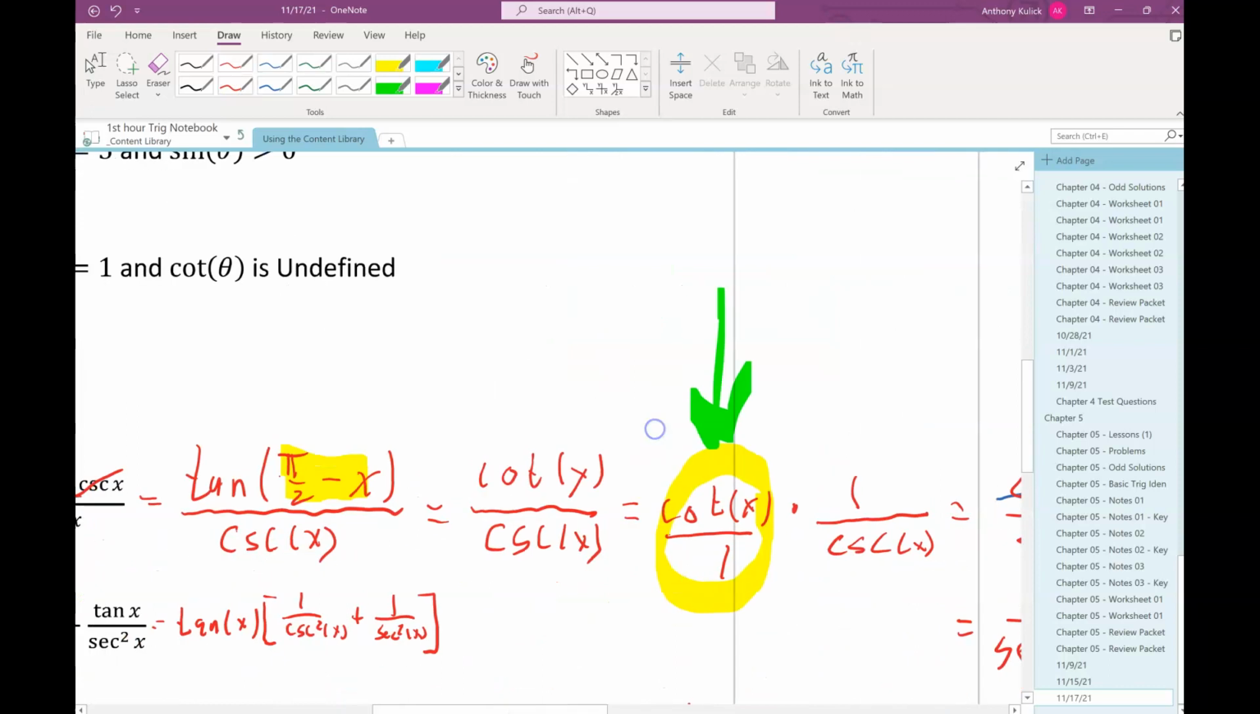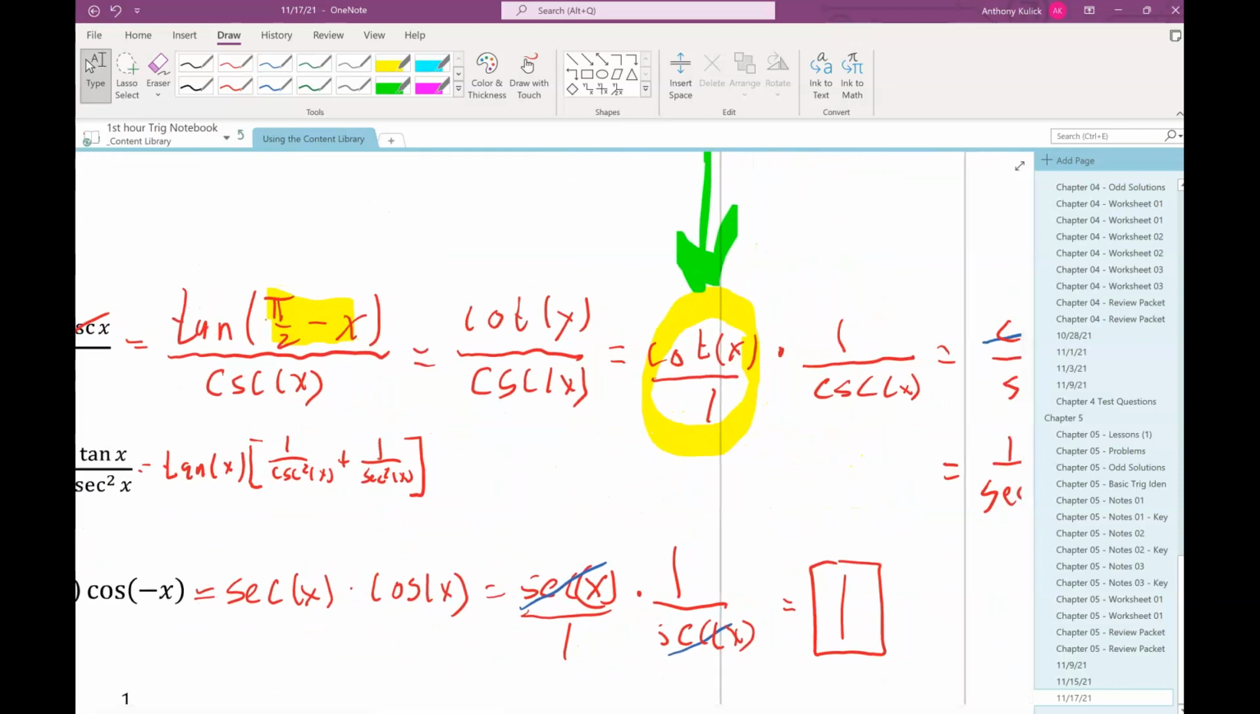So I'll go back to my problem here. 1 over cosecant is sine, so 1 over cosecant squared is sine squared. And similarly, 1 over secant squared is cosine squared. Feel okay there? Okay. Did you notice anything we can do now?